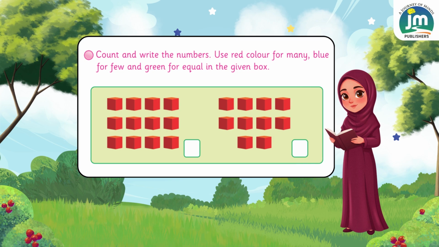First picture, red cubes. Dear students, on the left side, let's count together. 1, 2, 3, 4, 5, 6, 7, 8, 9, 10, 11, 12. There are 12 cubes. On the right side, let's count 1, 2, 3, 4, 5, 6, 7, 8, 9, 10. Up to 10. There are 10 cubes.